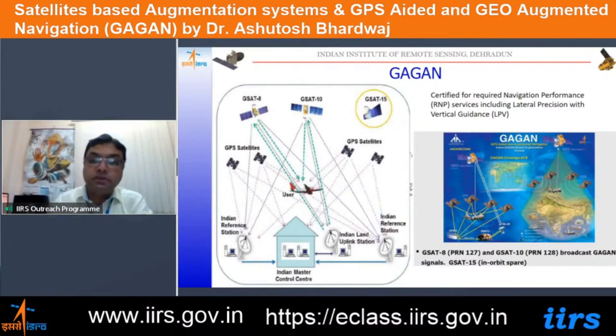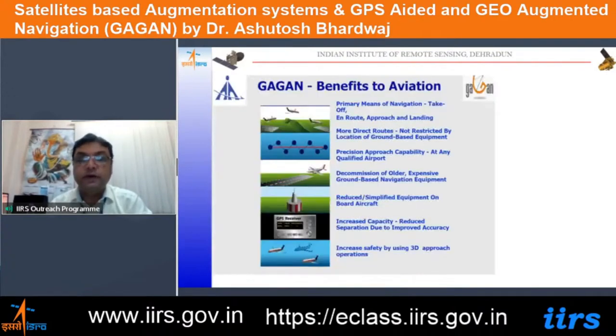Three systems we launched in the geostationary orbit for it, that is the GSAT 8 and 10, which have been giving service from the beginning, and the GSAT 15 was kept as a spare, and now that is also operational. So GSAT 8, GSAT 10 and GSAT 15 are providing the various services for the GAGAN to provide us the correction signals.